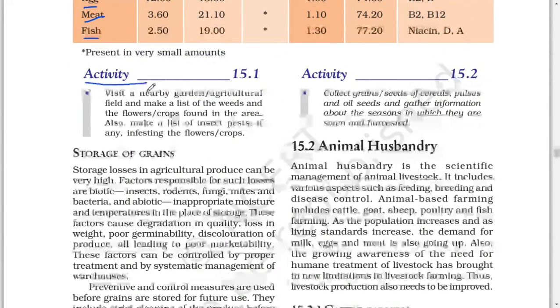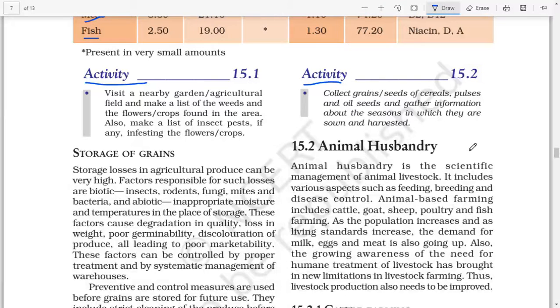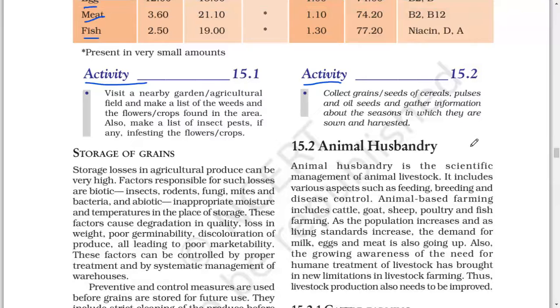Activity: visit a nearby garden or agricultural field and make a list of weeds and the flower crops found in the area. Also make a list of insect pests, if any, infesting the flowers or crops. Activity: collect grains or seeds of cereals, pulses and oil seeds and gather information about the season in which they are sown and harvested.